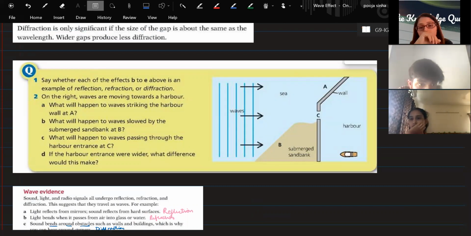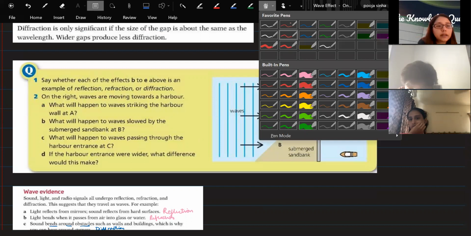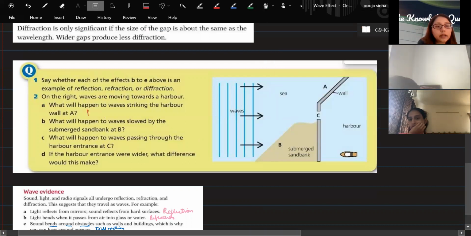At A, what will happen? They will reflect. Very good, because a wall is like a vertical obstacle, right? Okay. What will happen to the waves slowed by the submerged sandbank at B? Refraction. Very good.